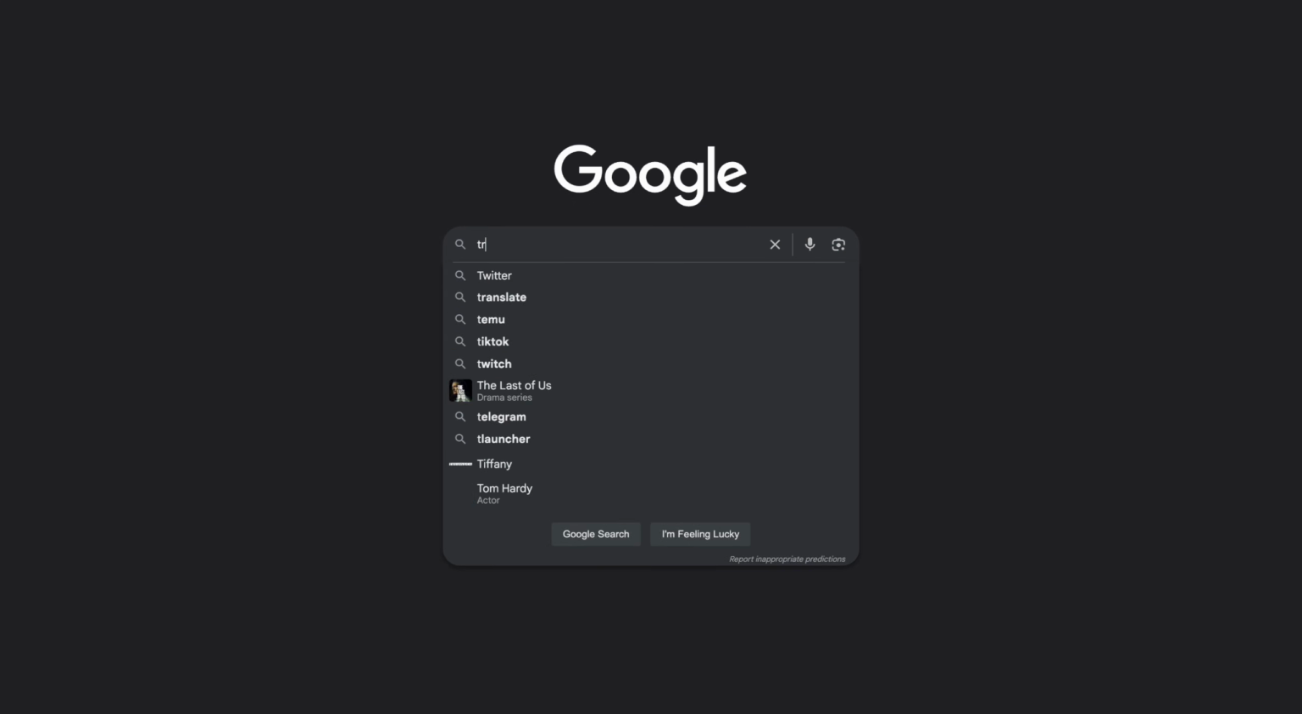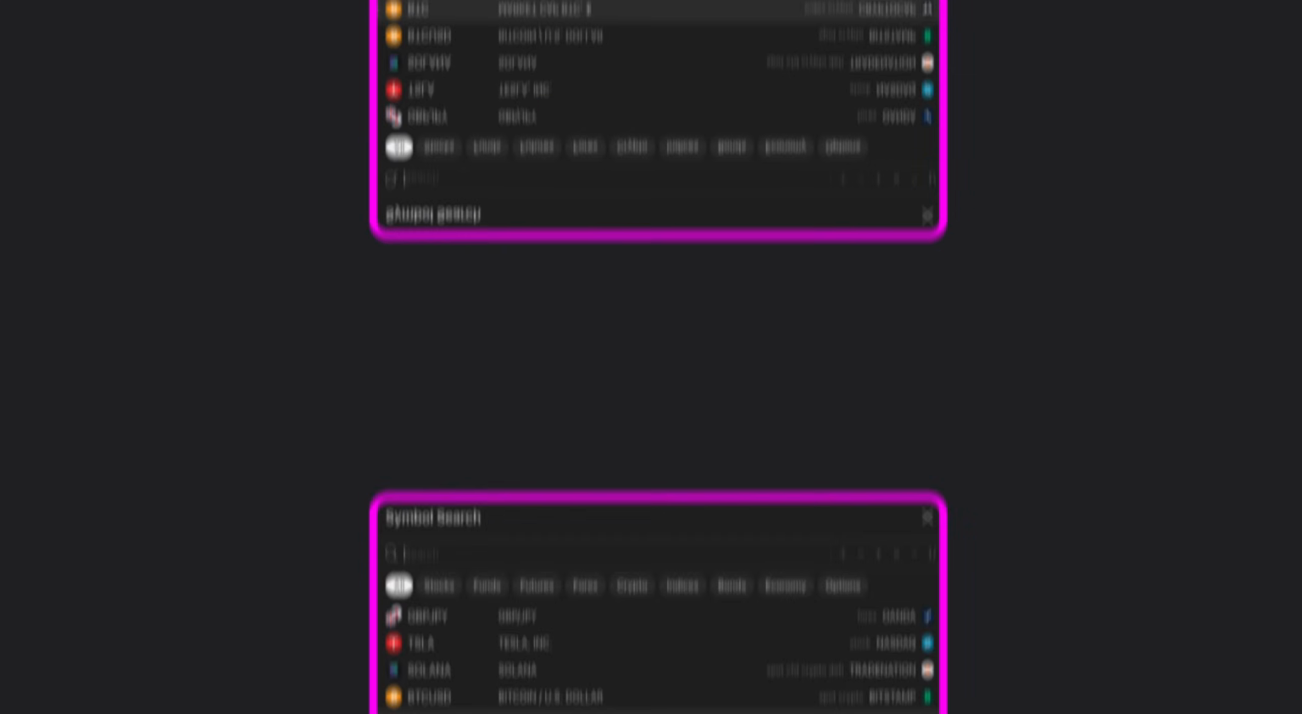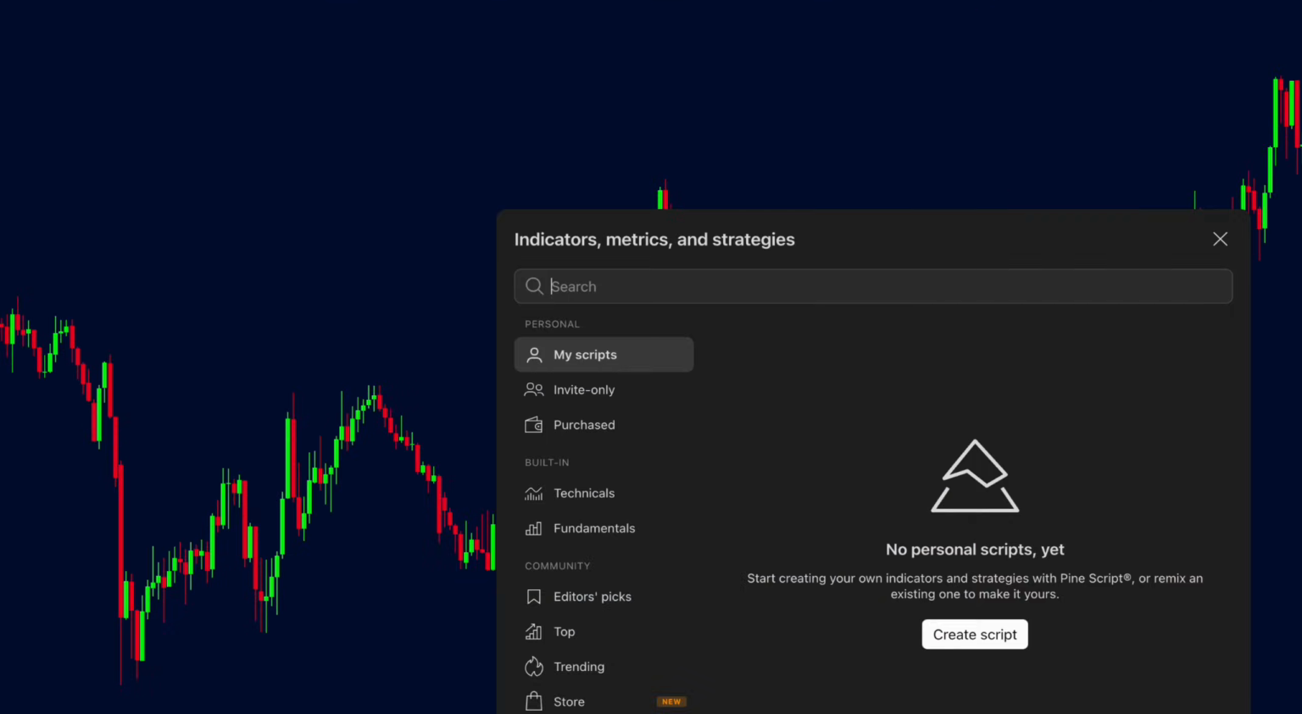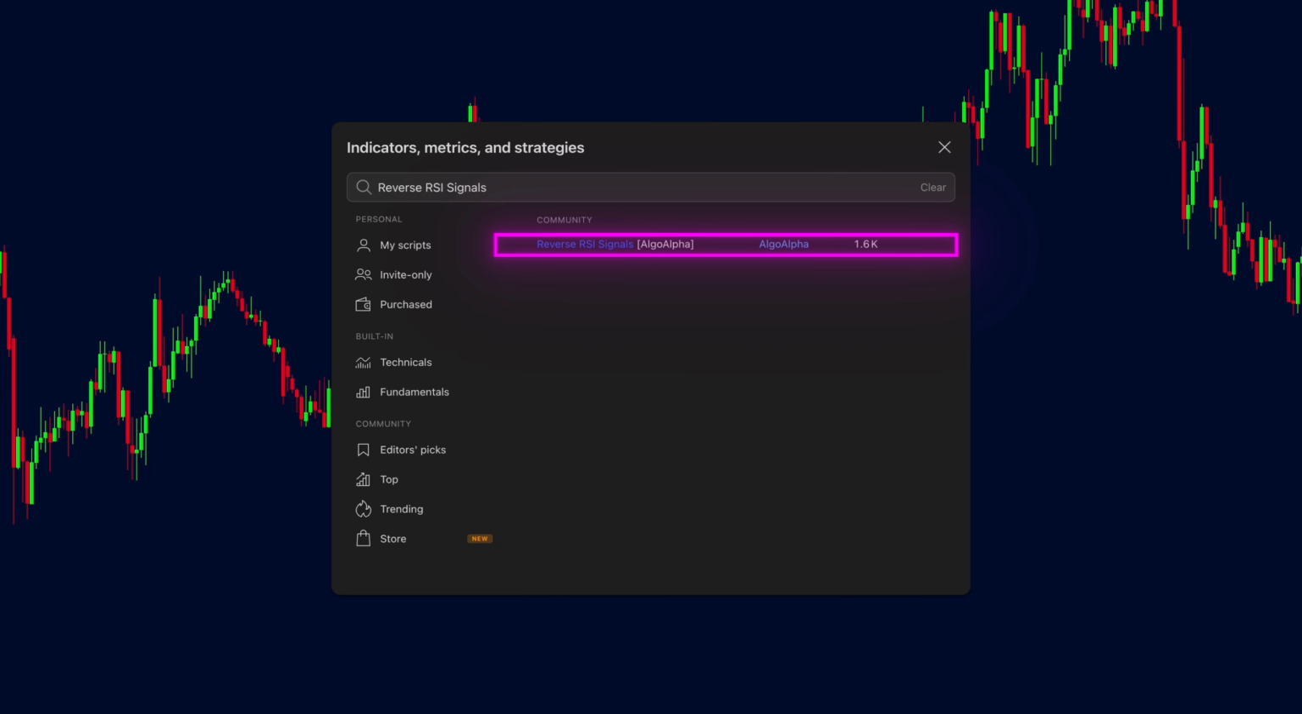Let's get into it. First, head over to TradingView and pull up any chart you want. I'm using the 15-minute time frame on GBPJPY, but this works on any market, any time frame. Click on Indicators and type in Reverse RSI Signals. Make sure you select the one by Algo Alpha.